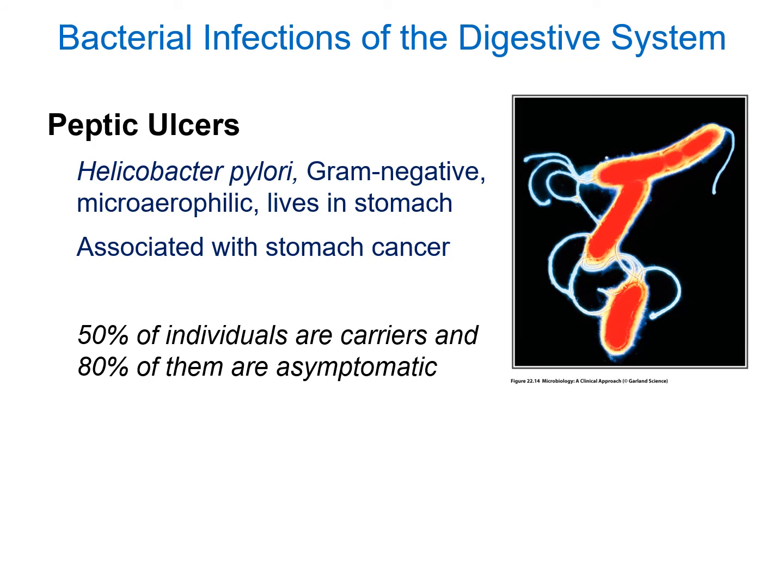So Helicobacter pylori is a gram-negative bacterium that can survive the harsh conditions of the stomach. It's microaerophilic. What that means is it needs just small amounts of oxygen to survive, and there is a very small amount of oxygen in the stomach. A lot of people have this bacterium and it doesn't cause any problems, but it can cause ulcers.